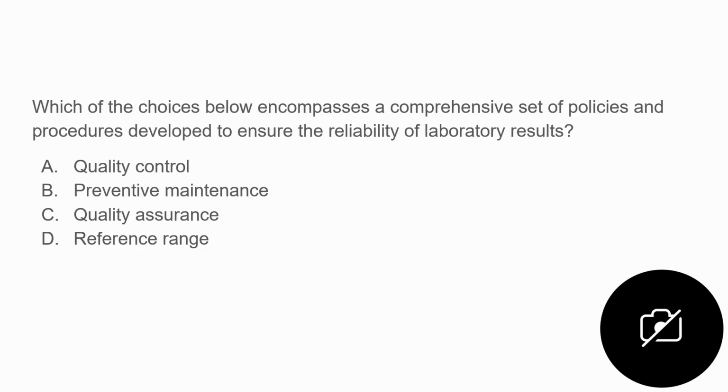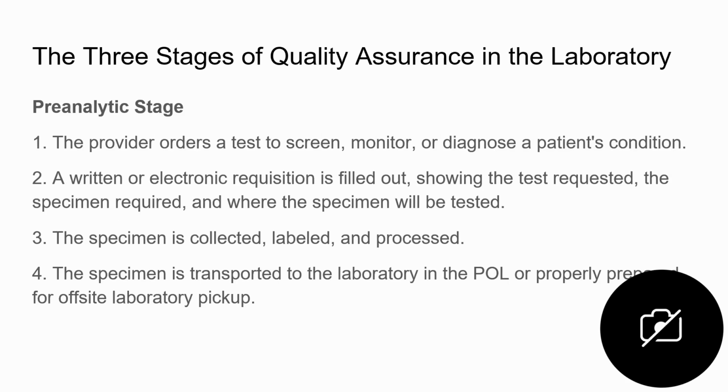So which of the choices below encompasses a comprehensive set of policies and procedures developed to ensure the reliability of laboratory results? And if we look at the choices, you may say A, B, C, D. That's also, again, called quality assurance. So there are three stages of quality assurance in the laboratory that I alluded to earlier. First is the pre-analytic stage. The provider orders a test to screen, monitor, or diagnose a patient's condition. Well, that all really depends on the provider's competence. You've got to know what he's looking for and what to order.